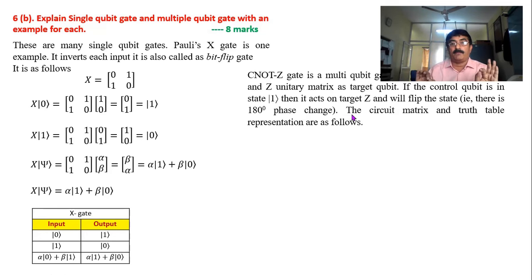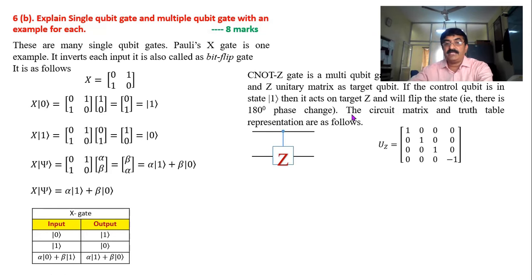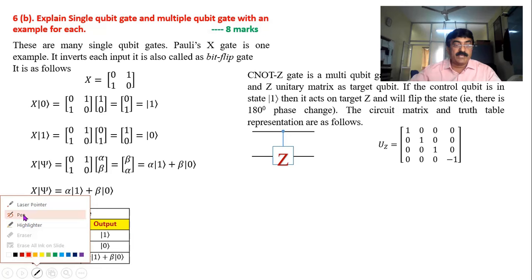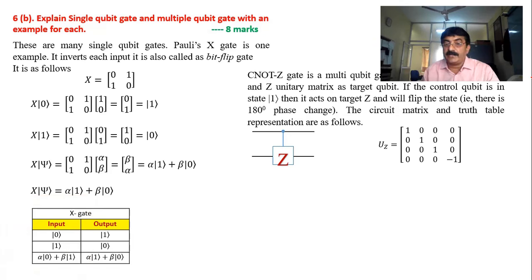That is the Z property. Well, the matrix form, circuit symbol, everything is shown here. So this is the control, this is the target. Matrix form of Z, first 0 0 0. See, it is a multi-qubit system. In a multi-qubit system we have 4 elements in the line. See, for multi-qubits, let me just write one here.